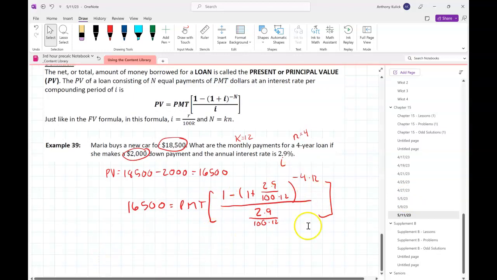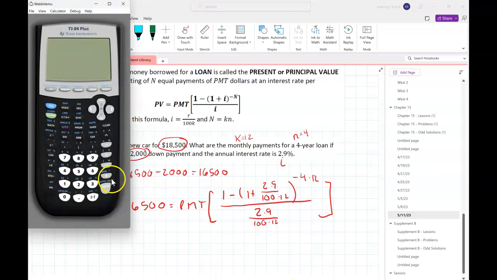So all I'm going to do is divide this stuff all over to the other side. So I'm going to do a store on the I again, just like I did before: 2.9 divided by 100 times 12. And we'll store that into a letter. I'm going to store it again into I.